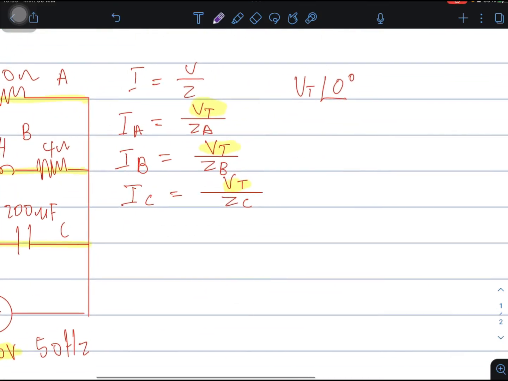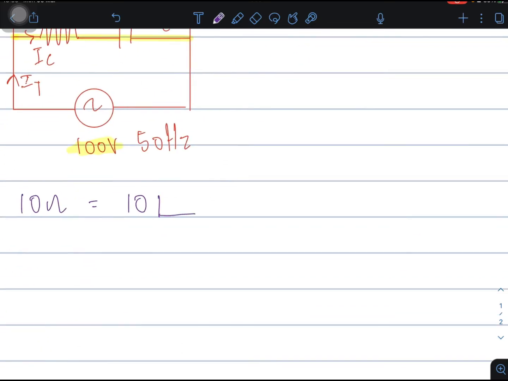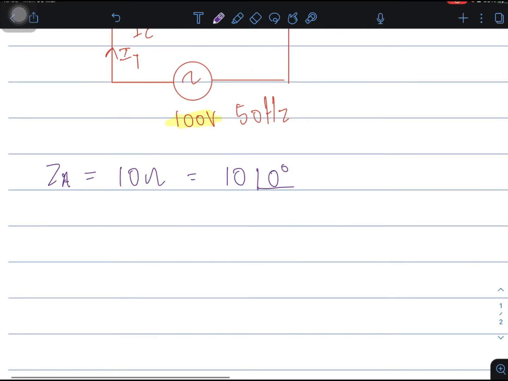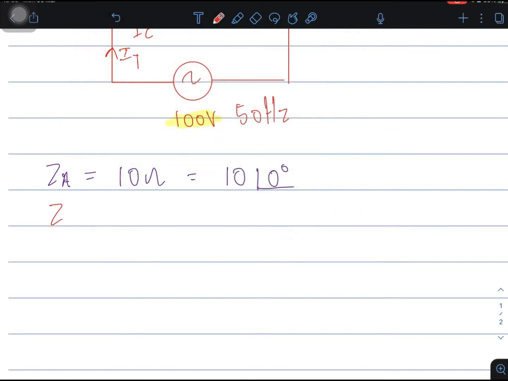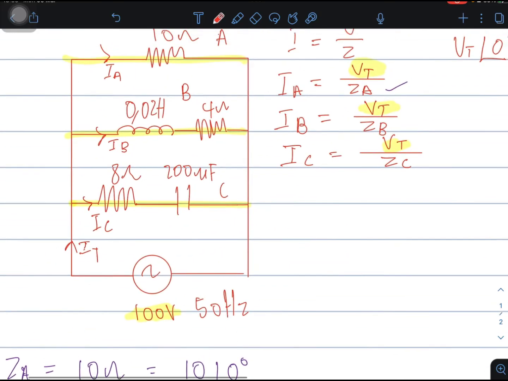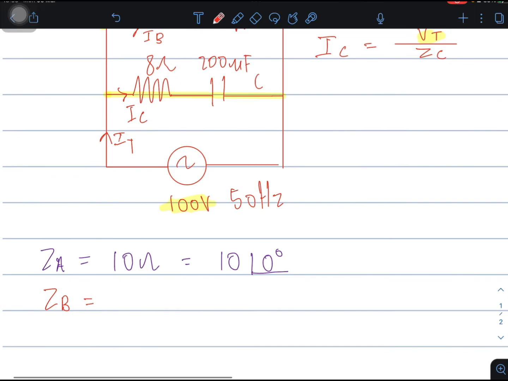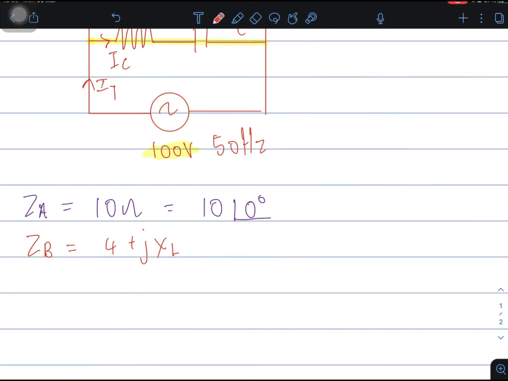Because why am I putting it in polar? Because it is a divider. Okay, then let us calculate ZB. ZB is 4 plus jXL. So what I have to do first is calculate XL.